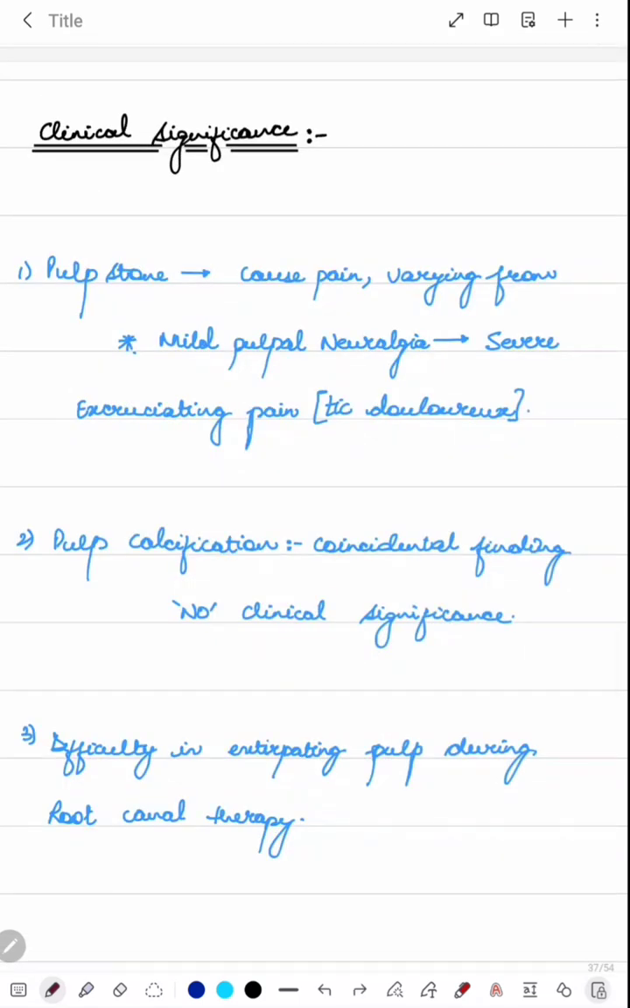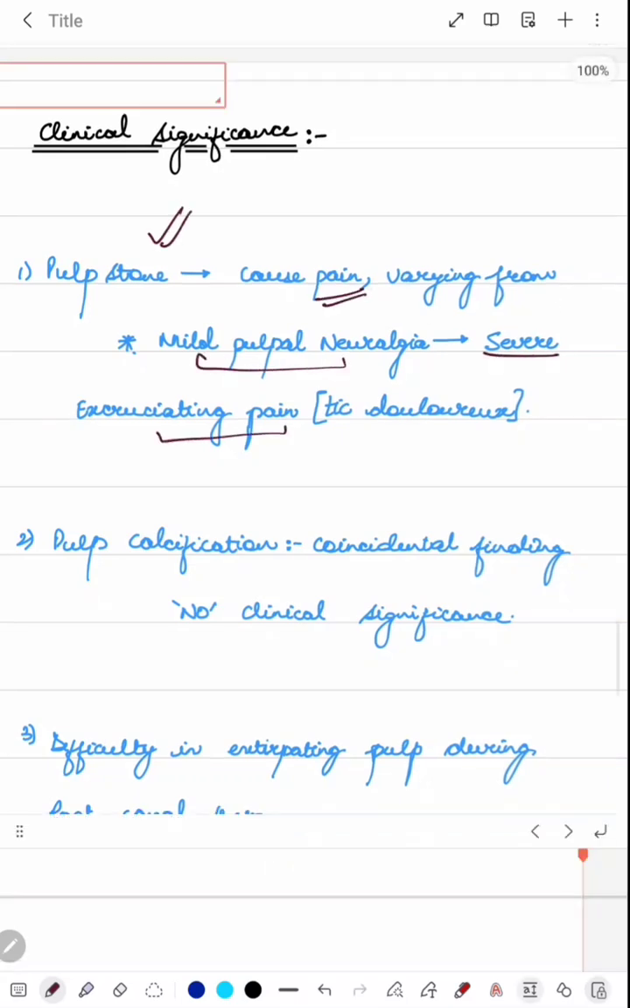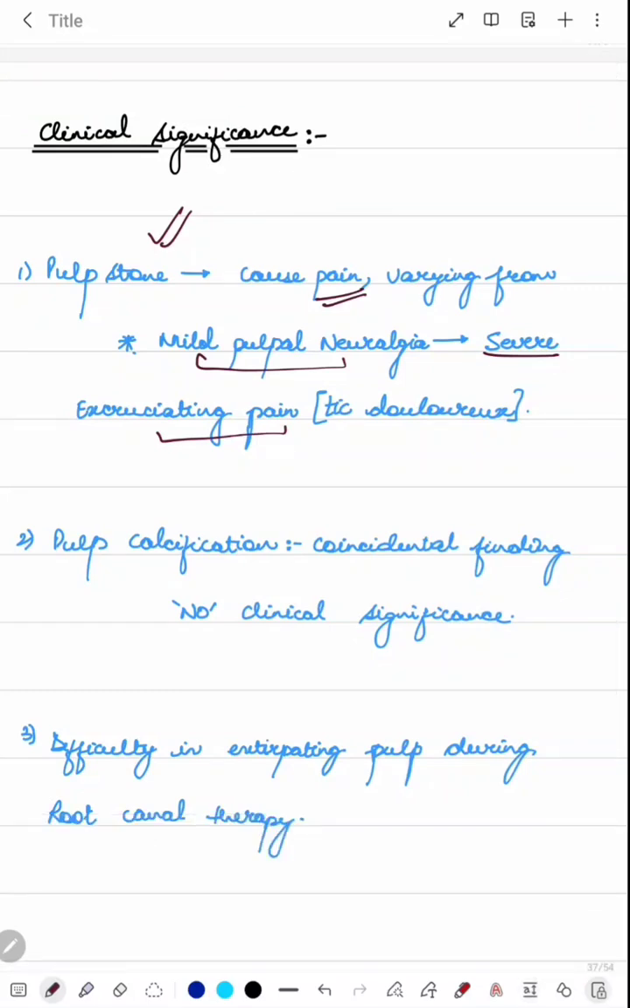Lastly, the clinical significance. Now pulp calcification is a coincidental finding, there is no such clinical significance, but in a few individuals we have seen that the pulp stone is a cause of pain, which may vary from mild pulpal neuralgia to severe excruciating pain, similar to that of trigeminal neuralgia, right? Now the pulp calcification or pulp stone may hamper the instrumentation during root canal therapy or RCT, right? So it is very difficult to operate in such tooth structures.